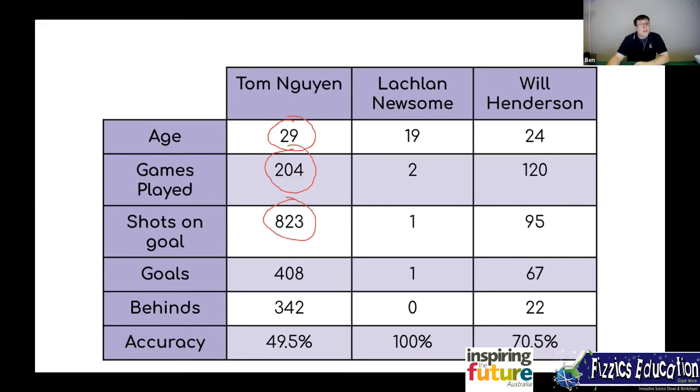Look at Lachlan. He's the opposite. He's only 19. You're probably going to have him on your team for 10 years. But you don't really know very much about Lachlan. He's only played 2 games. Okay, so maybe this data is not very reliable. Maybe that's the only goal he'll ever kick. Will is a good balance, isn't he? He's played some games, but he hasn't kicked as many goals as Tom. He's played more than half the games as Tom, but he hasn't kicked more than half the goals.